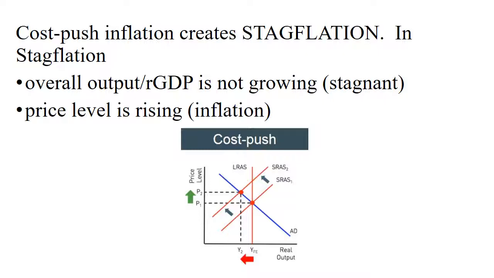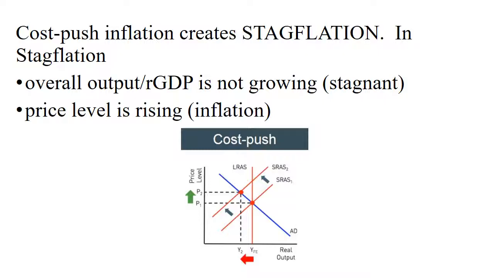Cost push inflation when SRAS shifts left not only creates inflation, it creates the worst possible kind, stagflation. We've seen this before. Stagflation is when real GDP, or output in the economy, is not growing, it's stagnant. So when real GDP declines, we don't have growth, but we have inflation. The price level is rising. So stagnant growth plus prices rising equals stagflation.